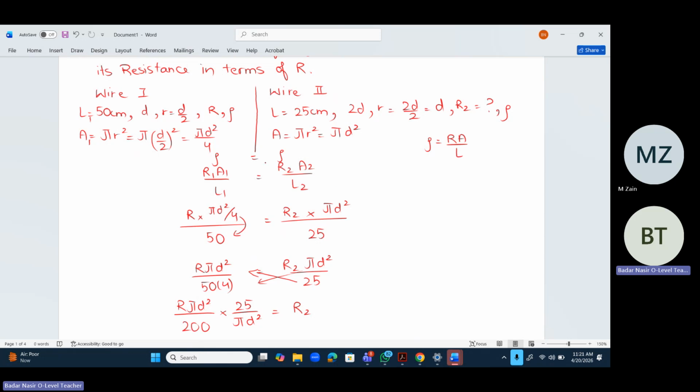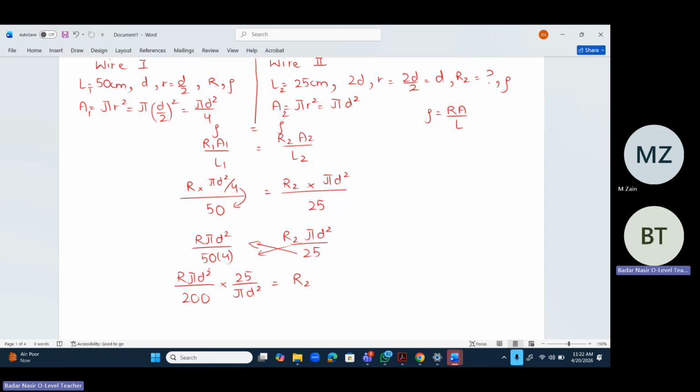So इसकी resistivity और second wire की resistivity equal है. So इसको मैं लिख सकता हूँ L2, A2 and R2. So R2 A2 over L2 is equal to R1 A1 over L1. ठीक है. क्या चीज? एरिया.